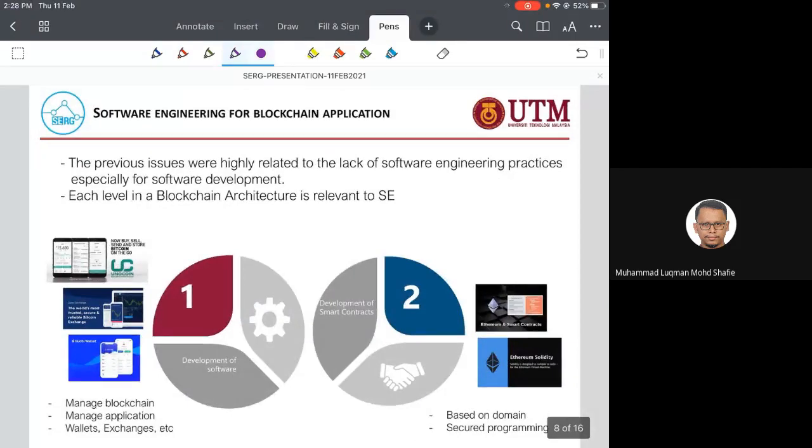So that's why, from the problem here, the researchers around the world come out with the idea of how to apply software engineering into the blockchain domain. Because the previous issues were highly related to the lack of software engineering practice, especially at the software development life cycle. And each level in the blockchain architecture is very relevant to software engineering, except for the internet layer. That one is more towards the network layer. The network layer.